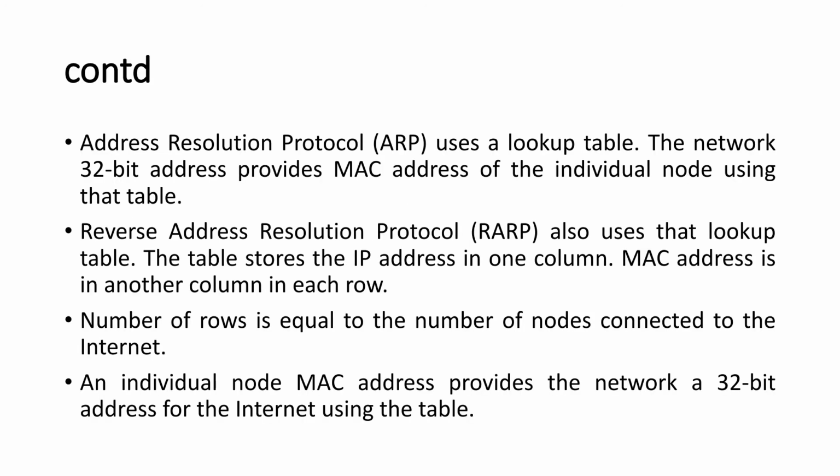The address resolution protocol uses a lookup table. The network 32-bit address provides the MAC address of the individual node using the table. Reverse address resolution protocol also uses that lookup table. The table stores the IP address in one column and the MAC address in another column in each row. The number of rows is equal to the number of nodes connected to the network or internet.